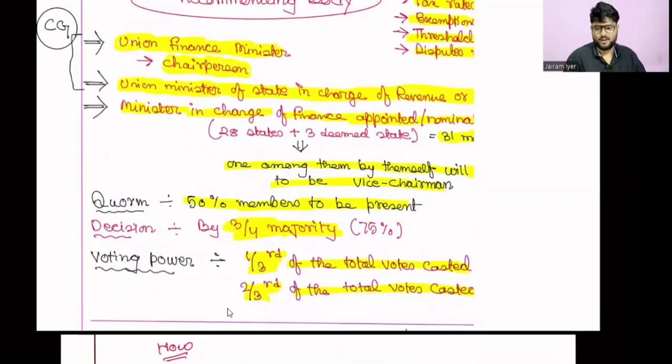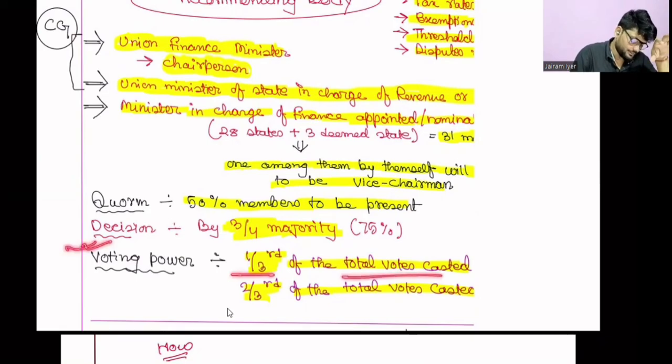Okay, but after this voting power, now you'll get it actually that one alone cannot pass the decision. How? See this, how the voting power has been differentiated. Voting power, 1/3 of the total vote casted. Okay, I think this is not fully given here.